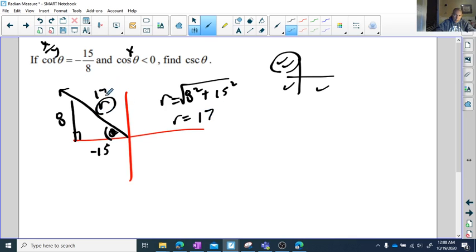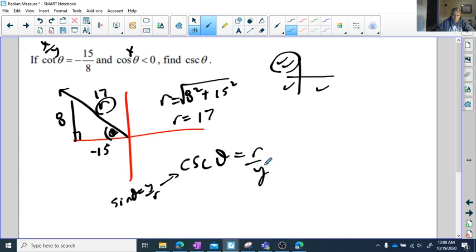So this side is 17. The cosecant of an angle is always the reciprocal of sine, right? So as long as you know sine of an angle is y over r, cosecant is r divided by y, r and y. So there's the answer for the cosecant.